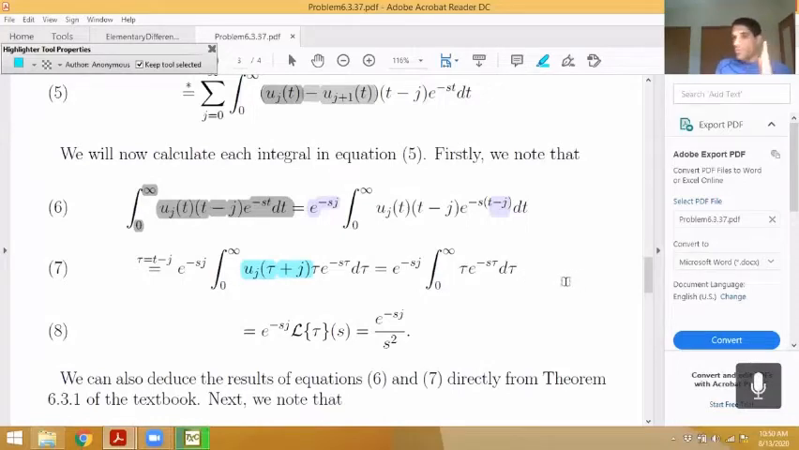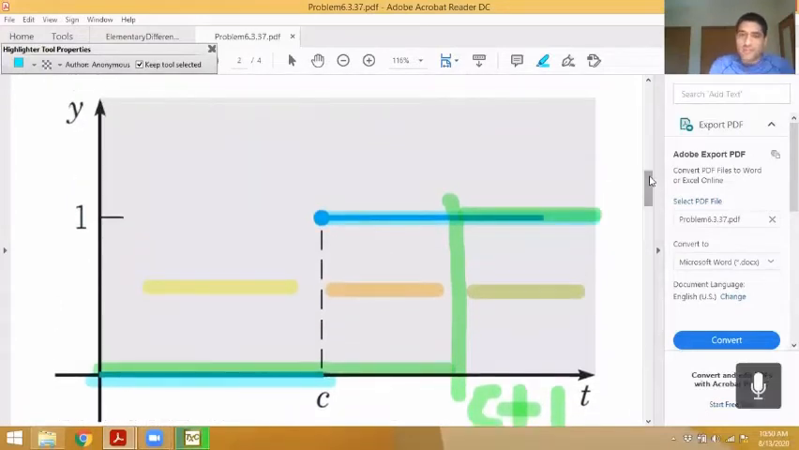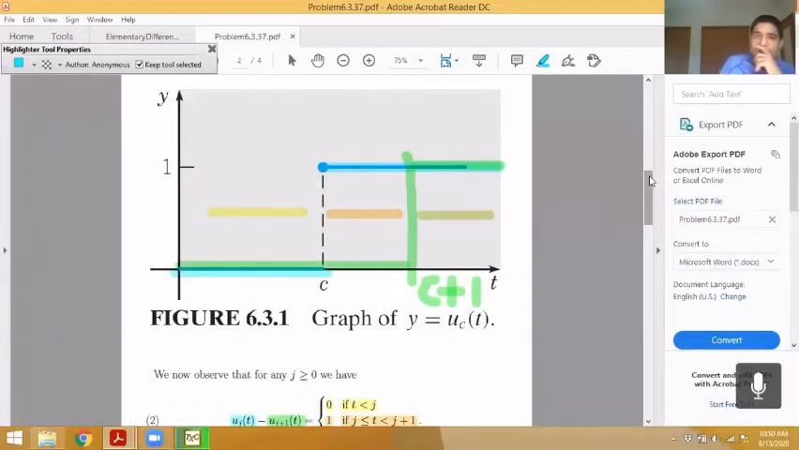So there's two things that I'm going to explain to you here. First of all, let's look at this uj of tau plus j. And then the second thing I'm going to come to in a moment is the bounds of the integral. So uj of tau plus j. Here's our graph of uc. So in my integral, I started at tau equals 0 and went up to infinity.